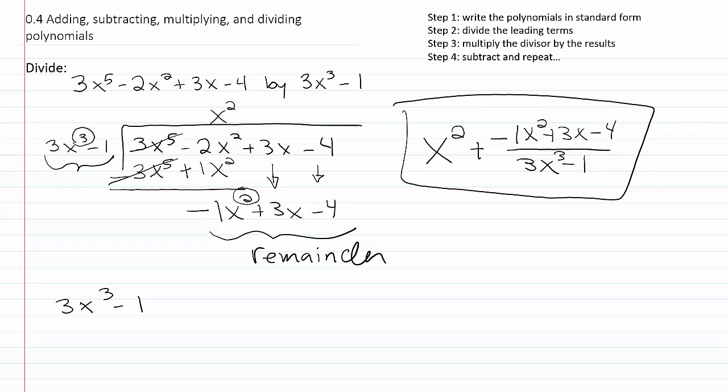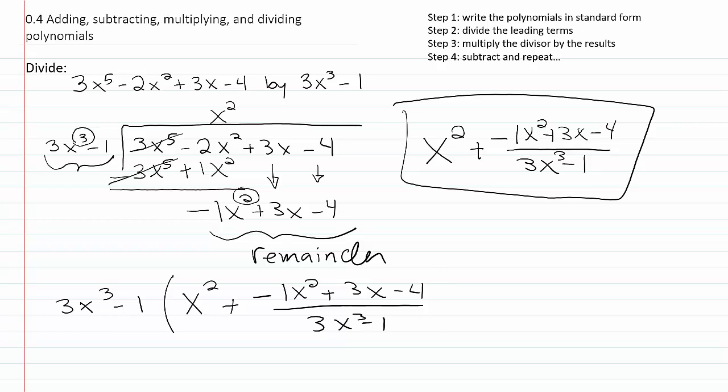So if I multiply 3x to the third minus 1 times x squared plus a negative 1x squared plus 3x minus 4 over 3x to the third minus 1. Let's see what happens if we do that. Well, the first result I would get is basically 3x to the third minus 1 times x squared. So I can write that out like x squared times 3x to the third minus 1.